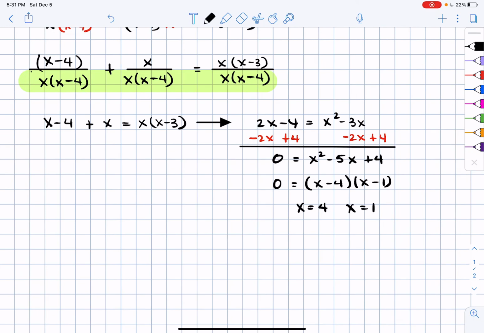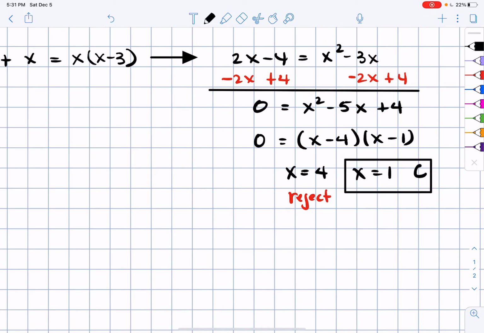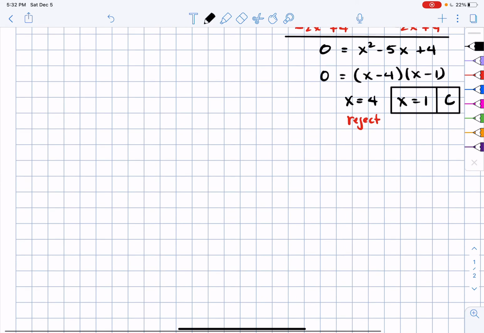Here's the issue. I'm going to have to reject x equals 4, and x equals 1 is going to be my answer, which is choice C. Boom, right there. There we go. All right, off to number 3.